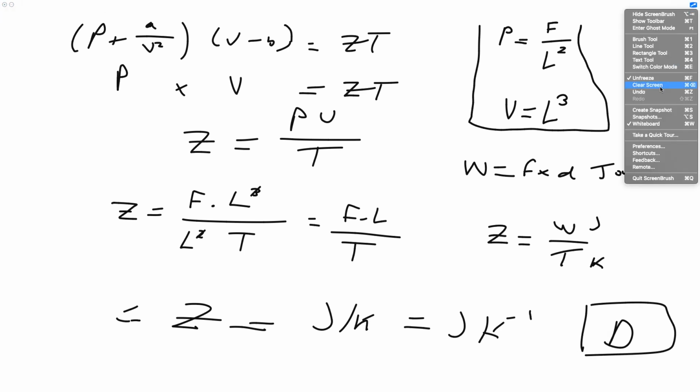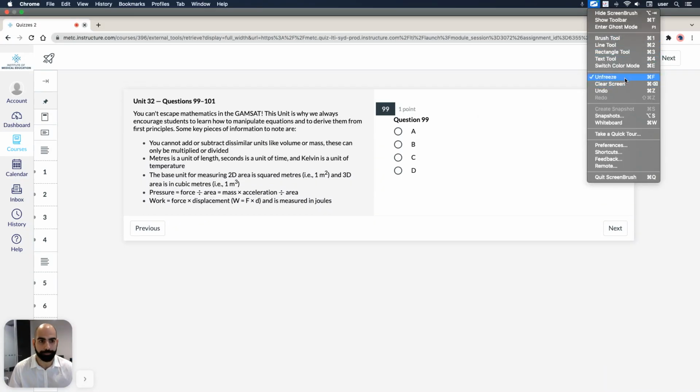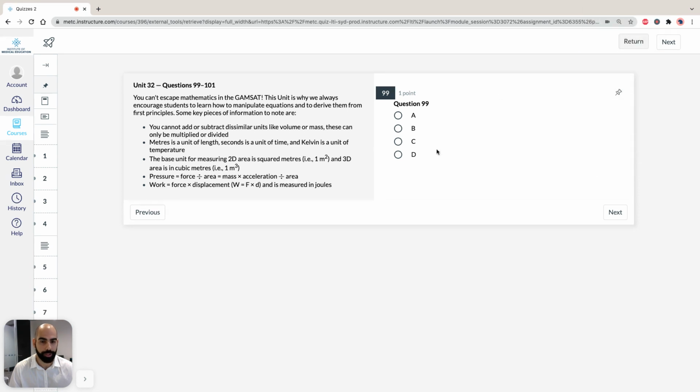So remember, 99 is going to equal A, 100 is going to equal B, and our 101 is going to equal D. So I know this was definitely not straightforward.